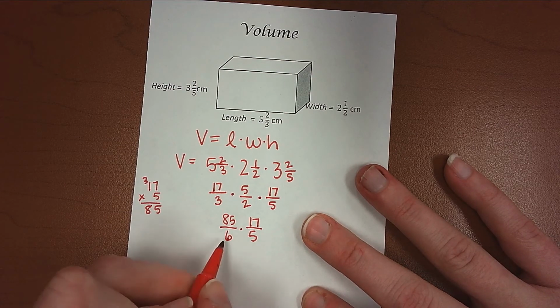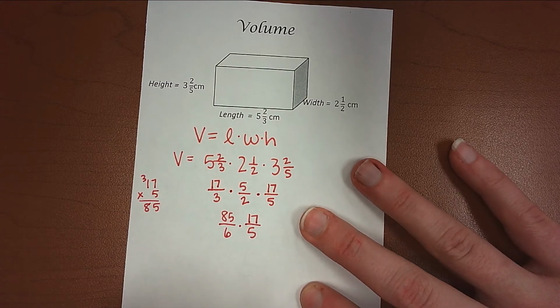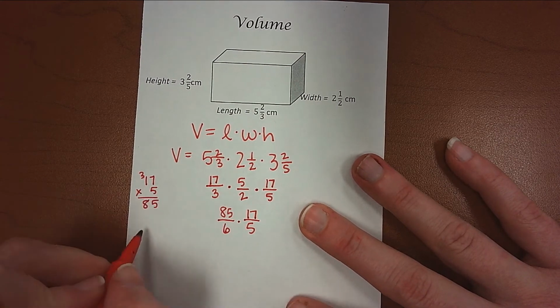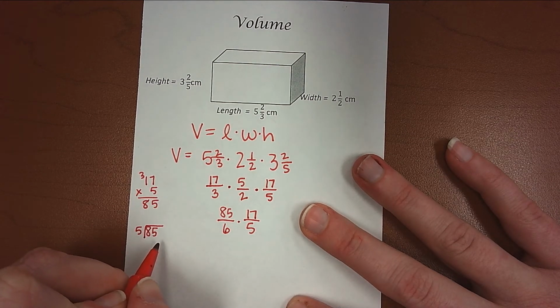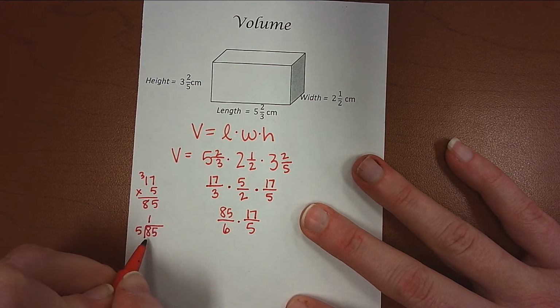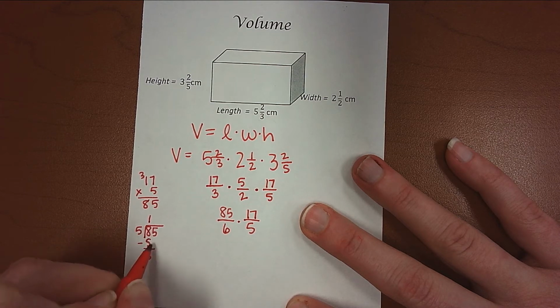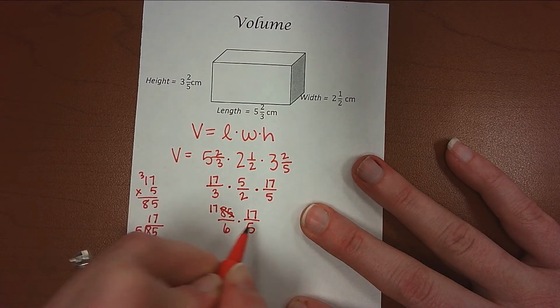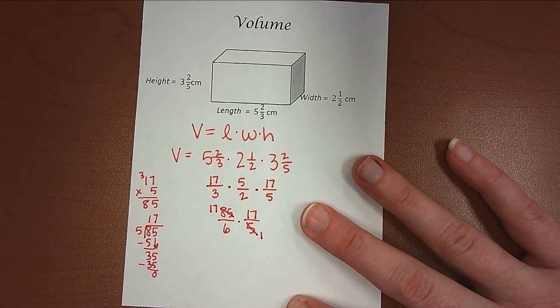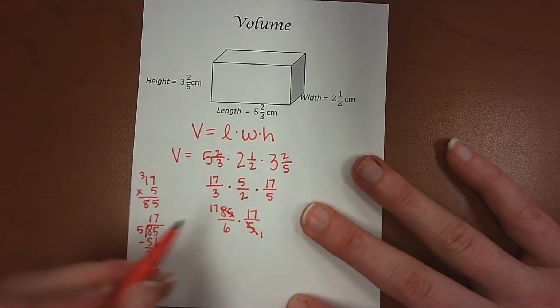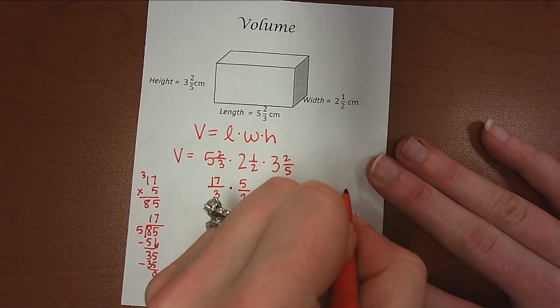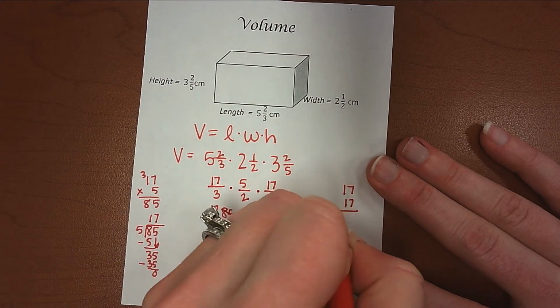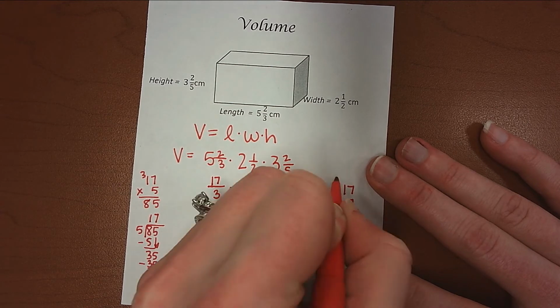Now here, 6 and 17 don't have any common factors to cross reduce, but 5 and 85 do. 5 goes into 85, I'm not sure how many times, I just know that 85 ends in a 5, so I'm going to do some quick division here. 85 divided by 5 is 17, so here's 17, and 5 cross reduces to 1. Now I have 17 times 17 in my numerator, so I'm going to have to do that out to the side because I don't know that fact off the top of my head.